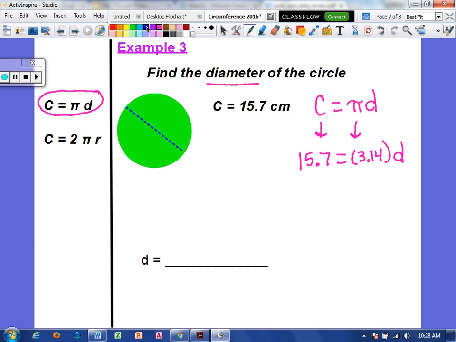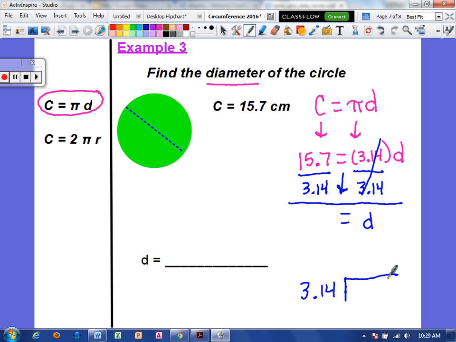So now, if you think back to last semester, we just have a simple one-step equation. So remember, we want to isolate the variable. So the inverse of multiplying by 3.14 is to divide, and then that becomes 1, so we're literally left with one letter D. Alright, 3.14 into 15.7. I've got to move the decimal 2 places outside, which means I move it 2 places inside.